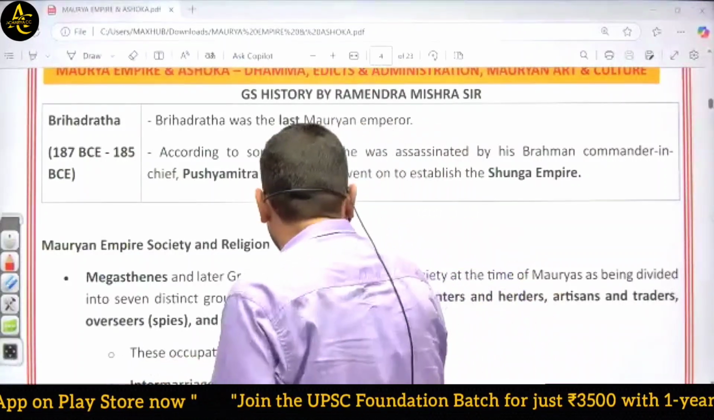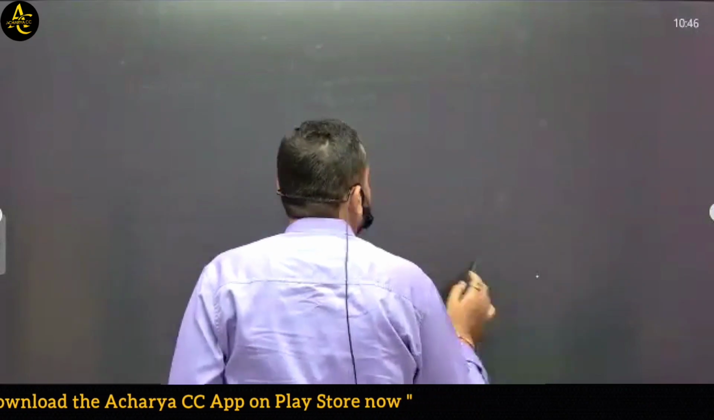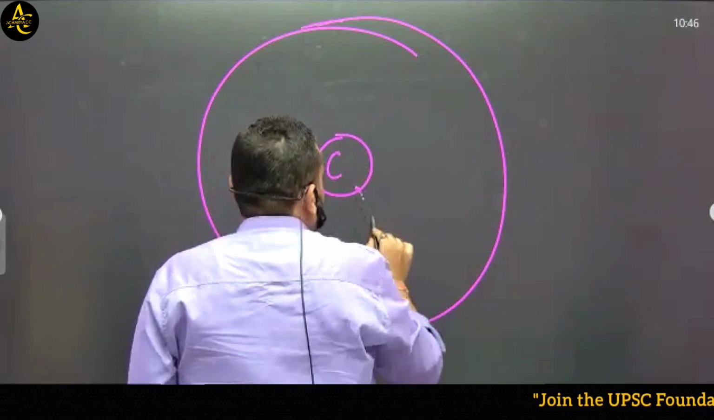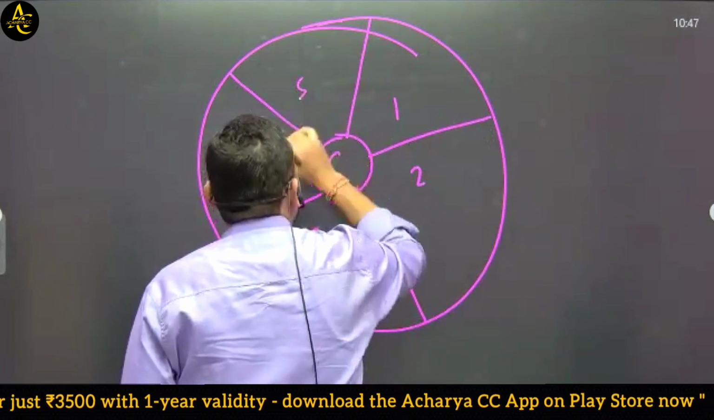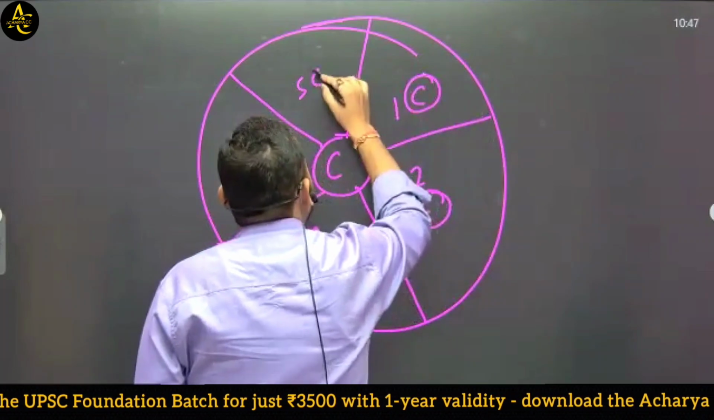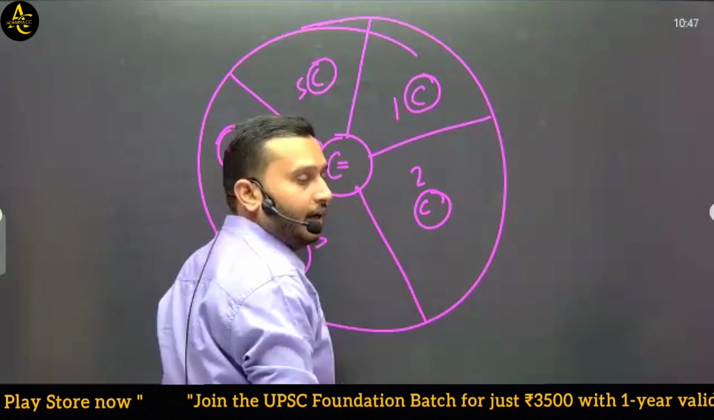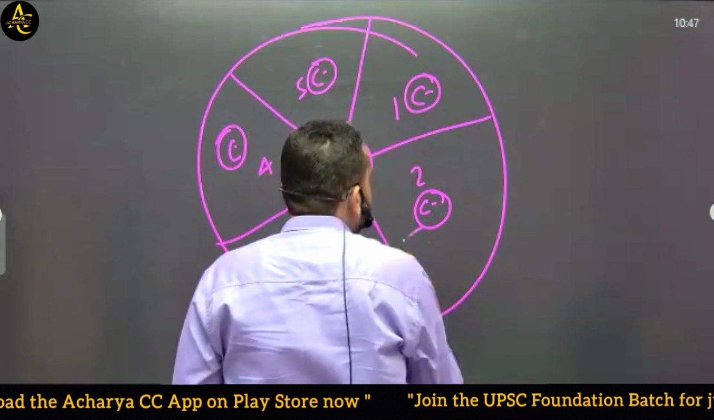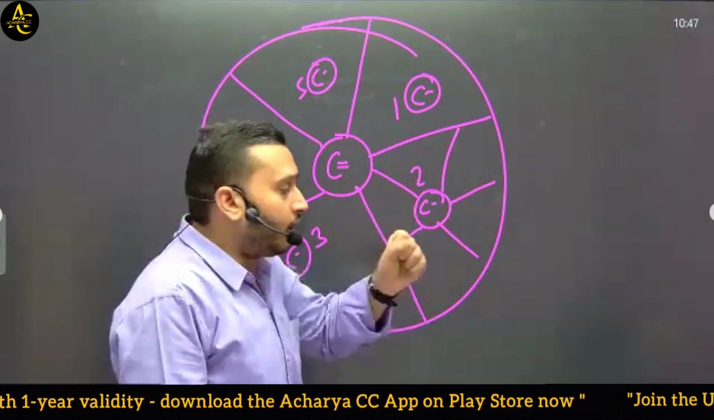For example, imagine this is a kingdom, and this is the capital. The kingdom was divided into various provinces: 1, 2, 3, 4, 5. Every province or state had its own capital. The king ruled from the central capital, while the state capital was also an important power center. Each state was also divided into various districts, and each district was ruled or managed by officers.